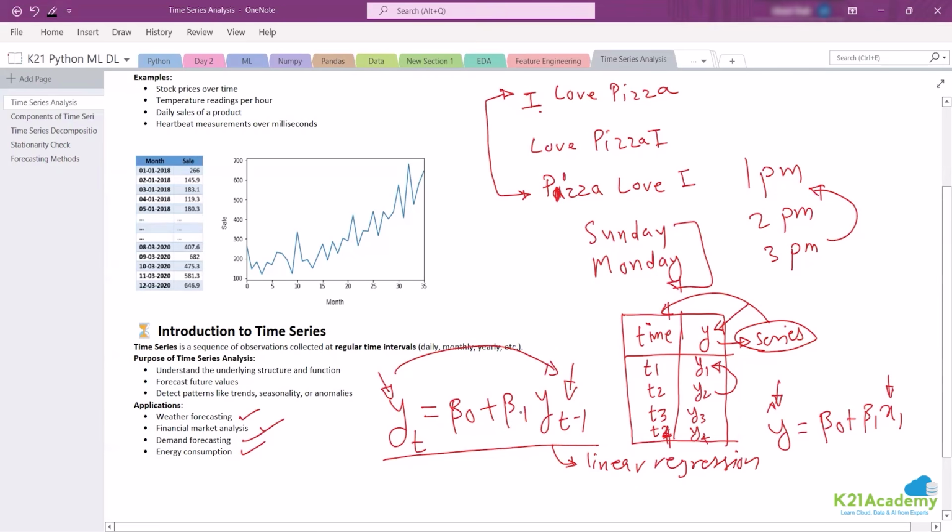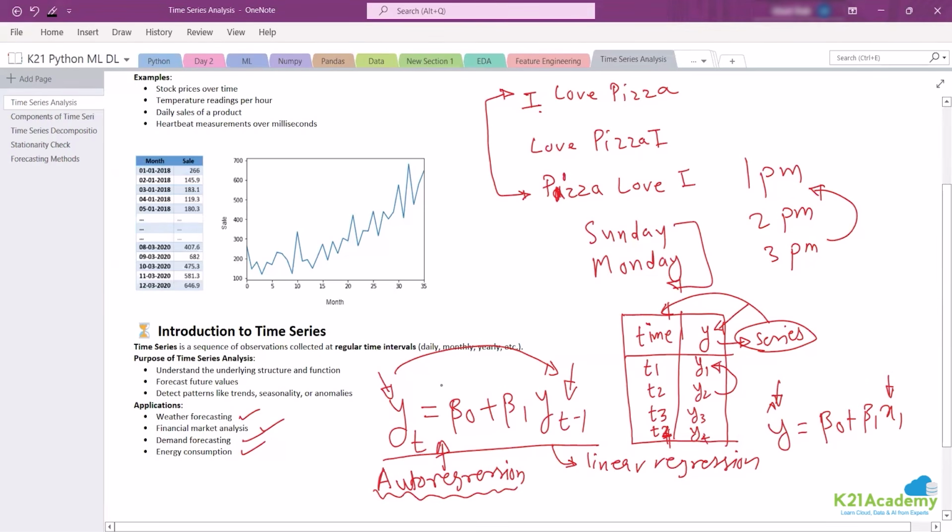That means the value of y depends upon its own value. That is why this equation is called auto regression. This equation is called the auto regression equation. That means the value of y depends upon its own value, so you can say the current value depends upon the previous value. This is called auto regression in the simple manner.